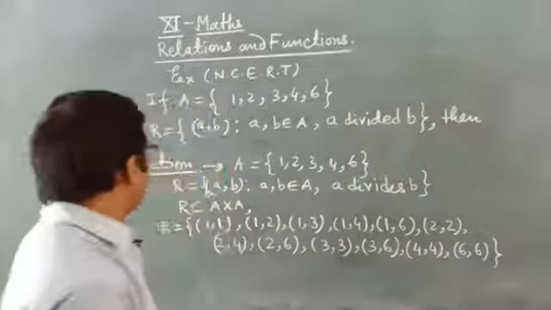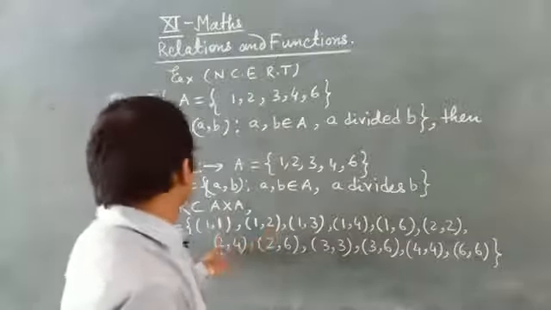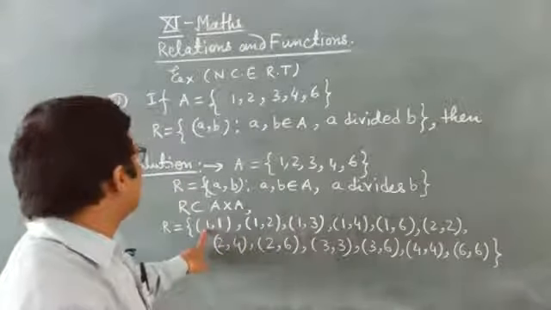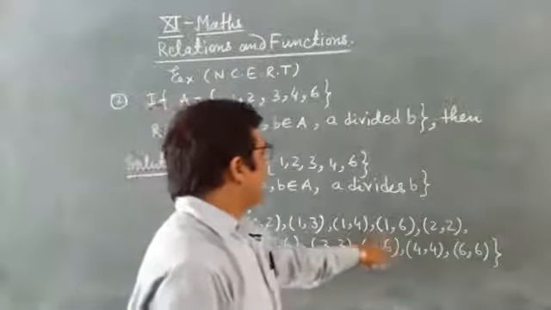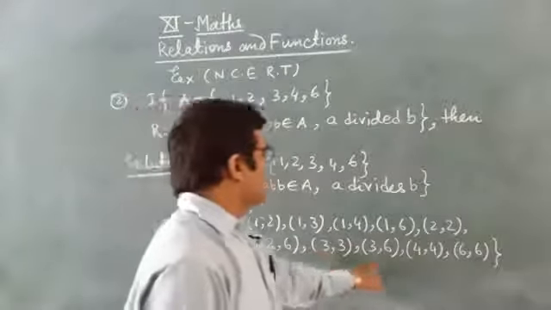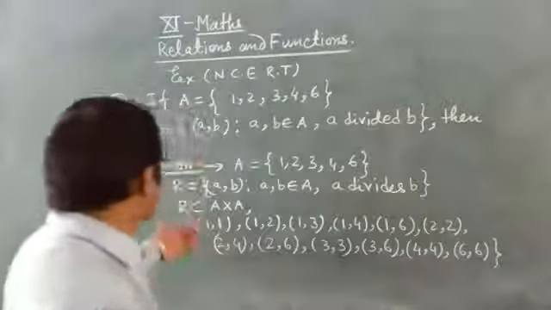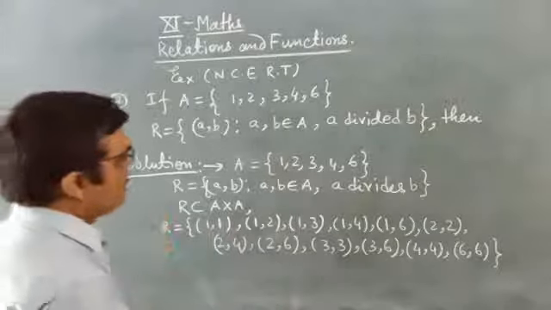The first component divides the second component. So the relation is 1 1, 1 2, 1 3, 1 4, 1 6, 2 2, 2 4, 2 6, 3 3, 3 6, 4 4, 6 6. This relation is in roster method. So I have written this relation.